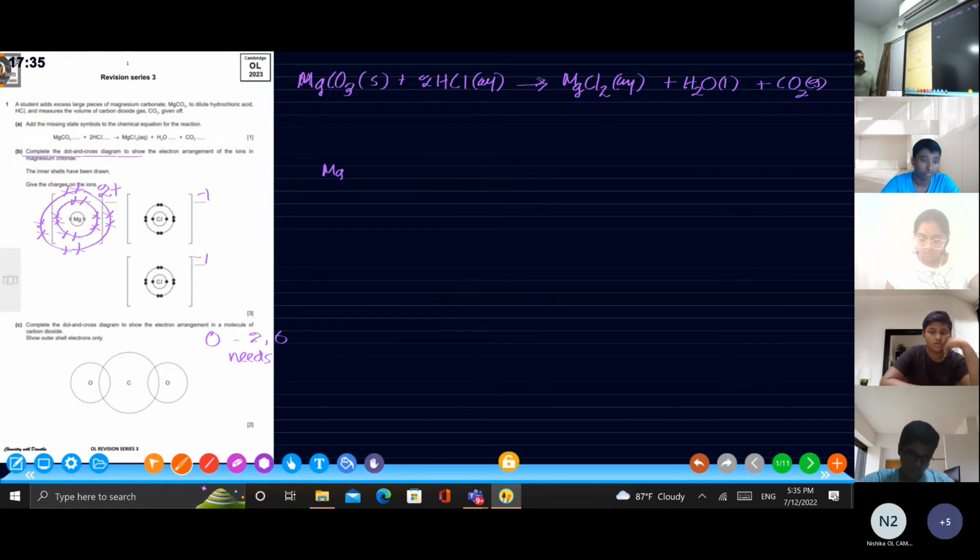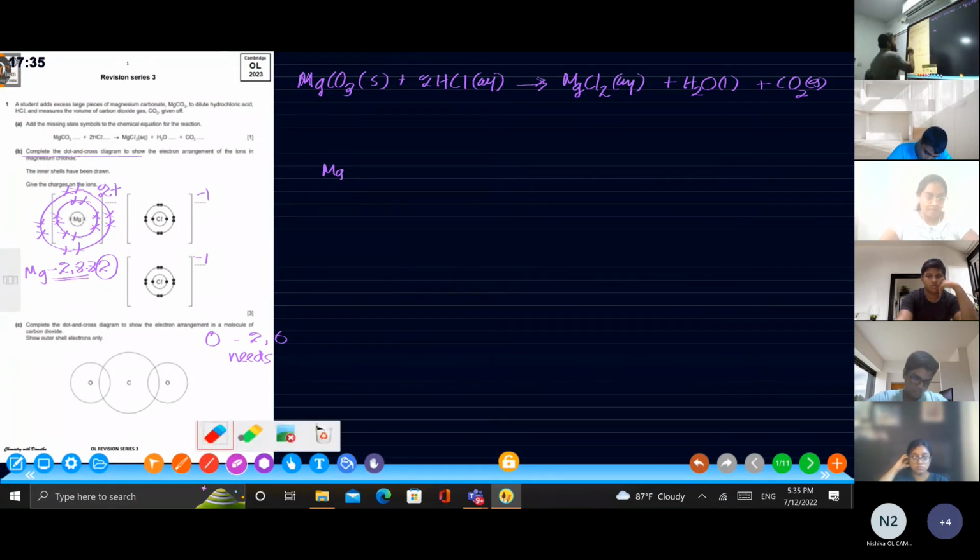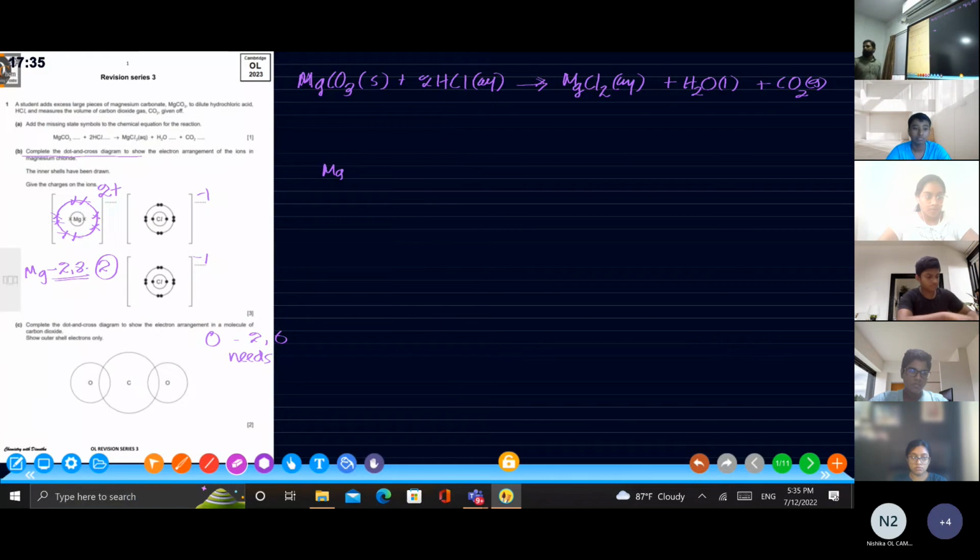So this was 2, 8, 2. So you remove 2, then you need to have 2, 8. Very good. Okay, it's 2, 8. Therefore, you need to have only 1 electron shell, right?